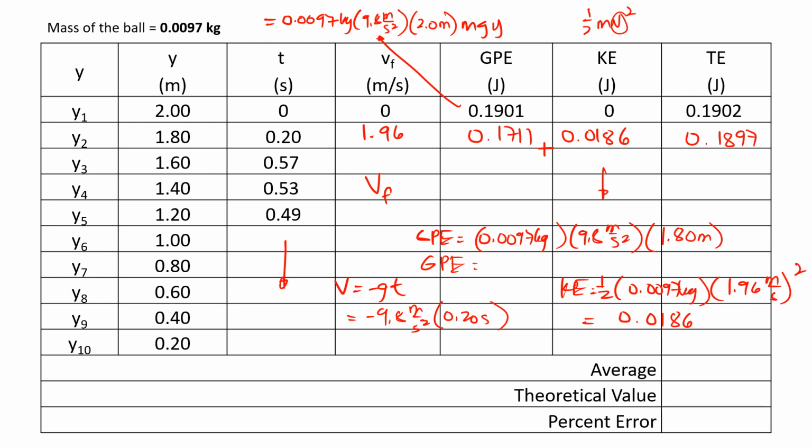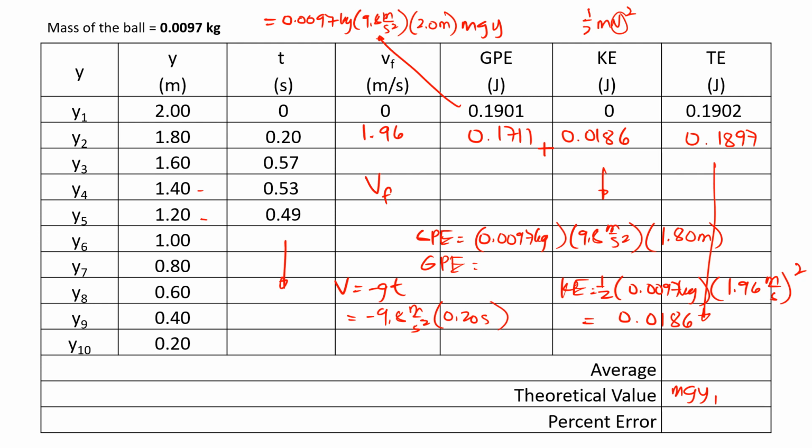And then the GPE also needs to be computed, and that is based on the different heights. So that will be 1.60, 1.40, and 1.20. After getting all the GPEs and KEs, let us compute the total energy. Then after that, we need to get the average. The theoretical value here is equal to the formula using the burst height or the maximum height, and that is simply mgy1.